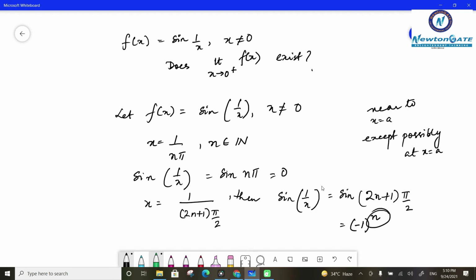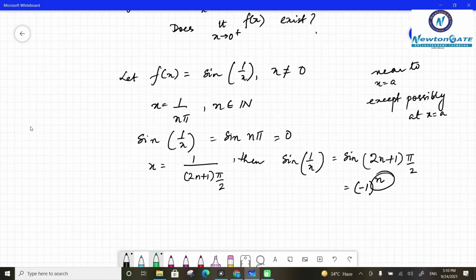Now it depends upon n whether it is an even number or an odd number. So here comes the problem. Look at (2n plus 1) pi by 2. Okay, so x is not equal to 0 I have taken, fine, but the problem that arises is that I am not getting a fixed value. Depending upon n, it will be plus or it will be minus. In fact, what happens?